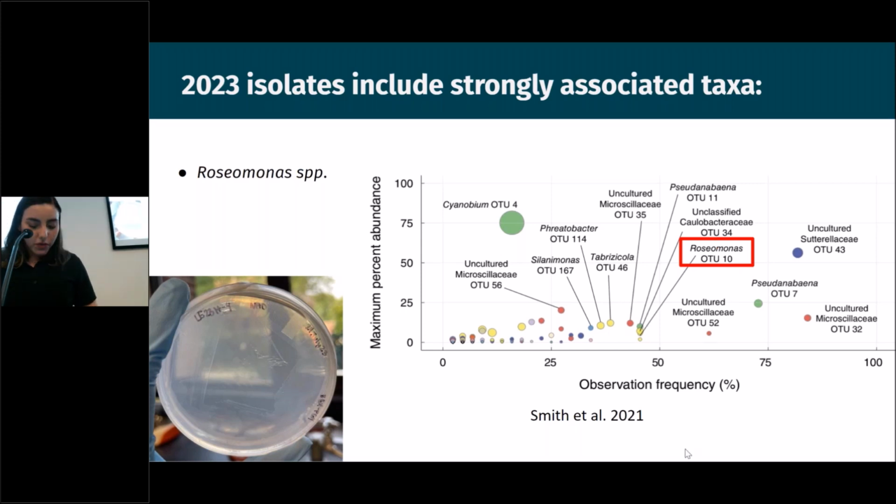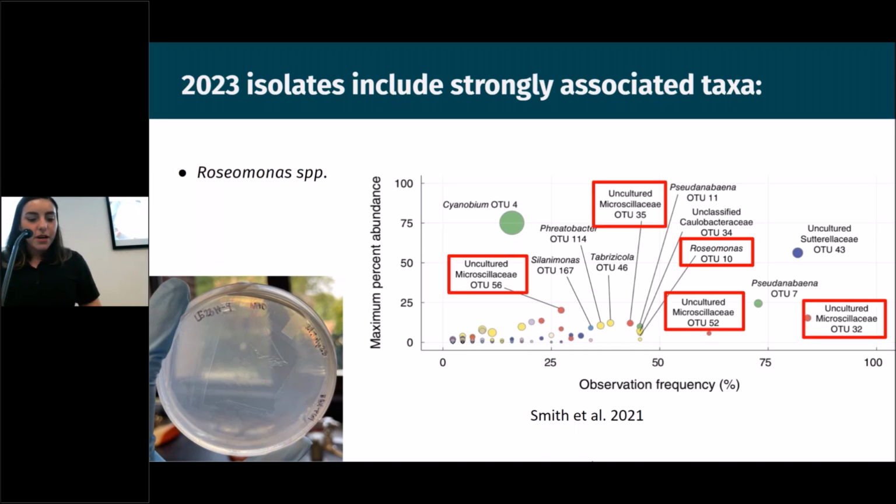And there's also a couple of other uncultured families here, like the Microcystis family, that we were able to find strains that belong to these families and could possibly also have a direct relationship with Microcystis.